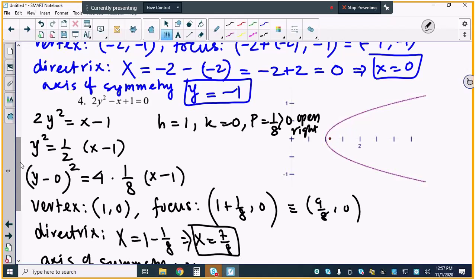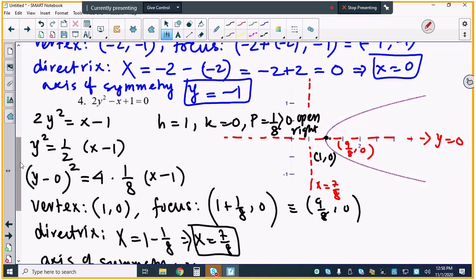So what we have: the vertex of the parabola as 1 comma 0. The directrix of the parabola is x equal to 7/8. The focus of the parabola is 9/8 comma 0. And the axis of symmetry of this parabola is the x-axis, or y equal to 0.